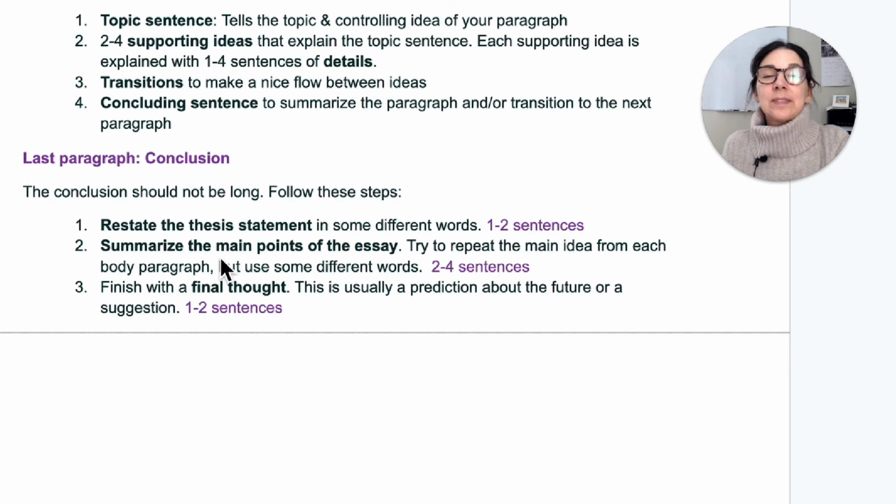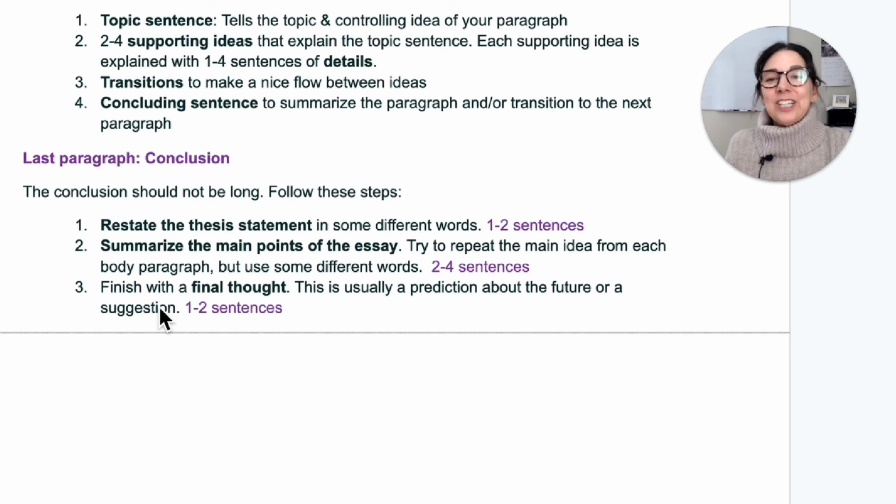Then you're going to summarize the main points of the essay. Try to repeat the main idea from each body paragraph, but use some different words. And this can be 2 to 4 sentences long. It shouldn't be too long.